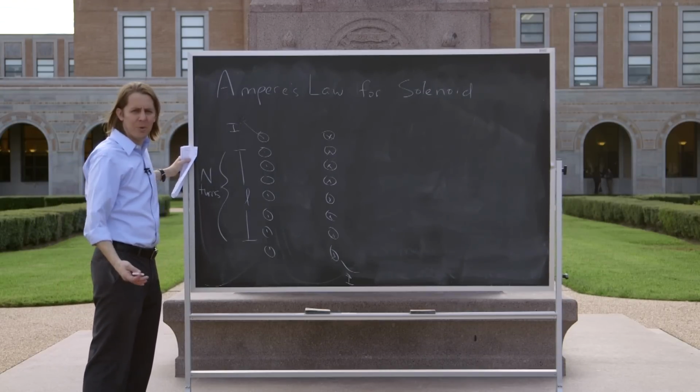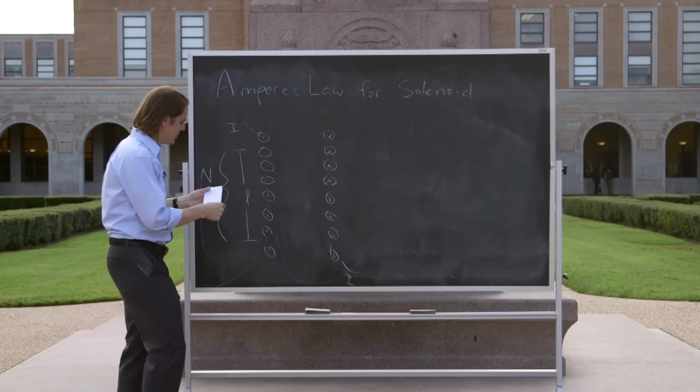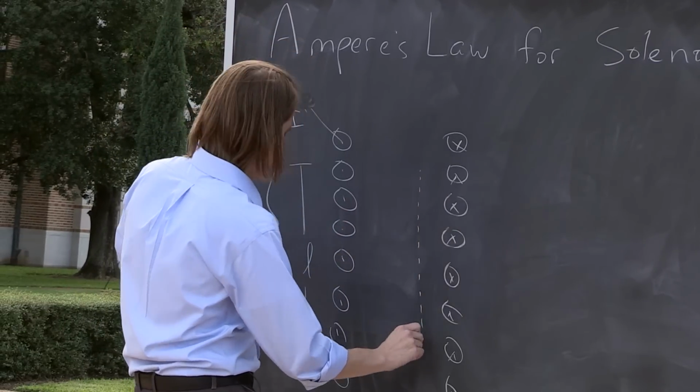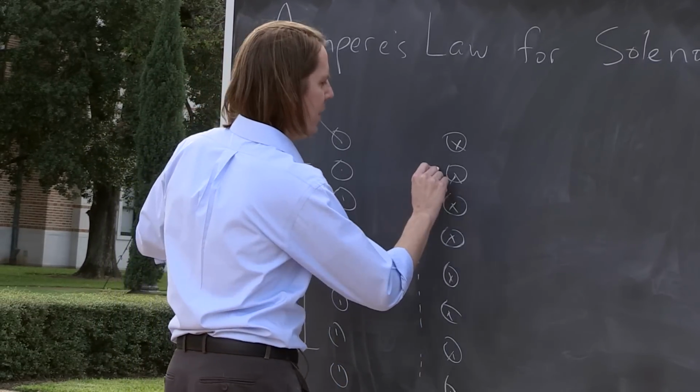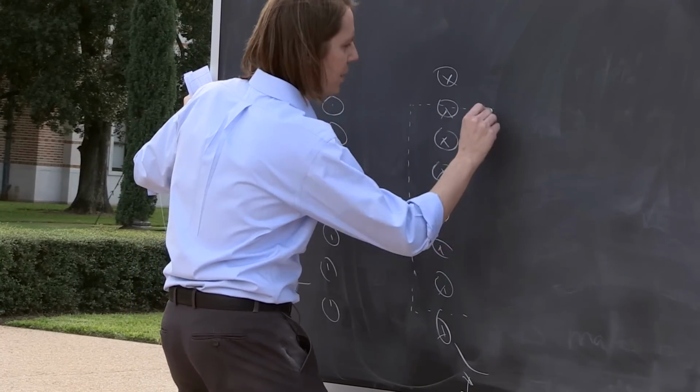Okay, so in Ampere's law, what we've got to do is draw an Amperian loop. We're going to draw one that's inside the solenoid and covers the length L, and then goes outside the solenoid, like that.